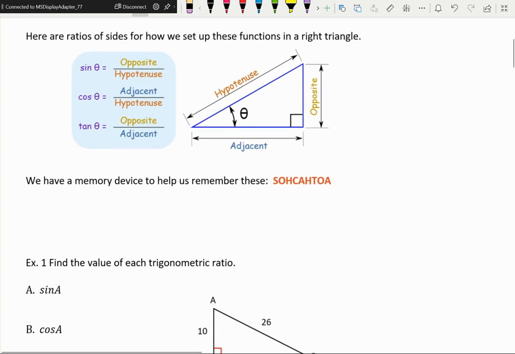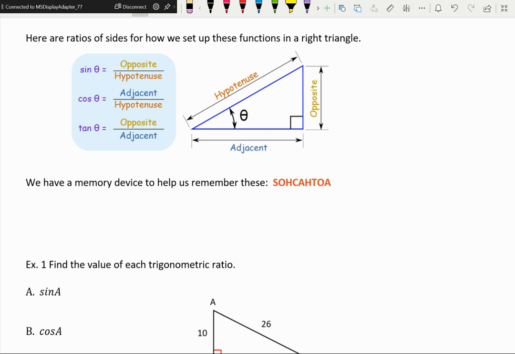So we're going to use this memory device, and I'm going to write it out here. You will need to learn how to spell it: SOH, where S stands for the sine. The sine of an angle is equal to the opposite leg divided by the hypotenuse. So that is SOH.